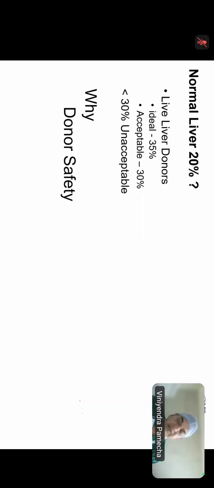We never do it in donors. In live liver donors, ideal is about 35% of total liver volume. Acceptable is 30%, and we don't take below 30%, and that is because of safety. I think the same principles apply when you're doing major liver resection for other etiologies as well. 20% is too low.